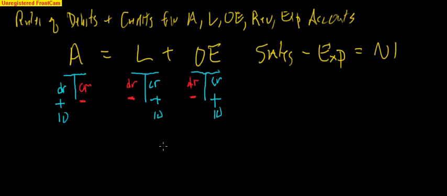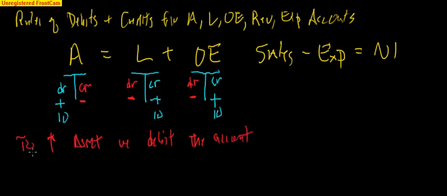Because the rules for the liabilities and owner's equity are going to be the opposite of what they are for assets. And so you just kind of have to commit it to memory. Soon it will become rote memorization. You'll just know it. It'll make sense because you're using it. To increase an asset, we debit the account. Or another way you'll hear it said is that assets have debit balances.